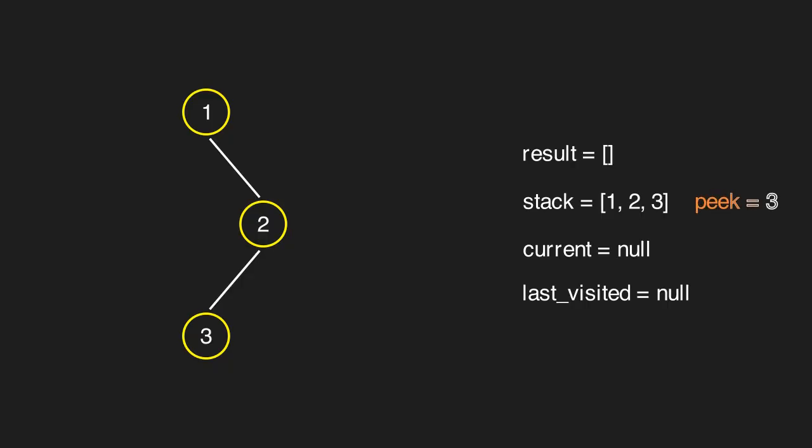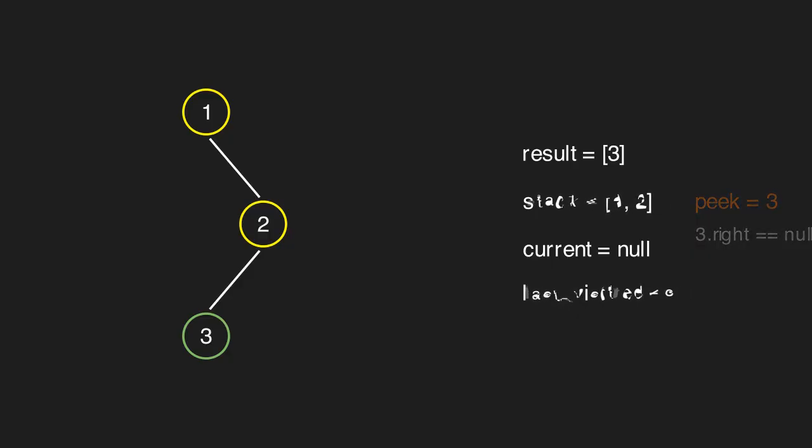With current null, the algorithm peeks at node 3. Node 3 has no right child, so there is no unvisited right subtree that could delay its output. The processing rule therefore appends 3 to result, changing result from the empty list to the list containing 3. It then pops node 3 and assigns last visited to that popped node. The stack becomes 1, 2.